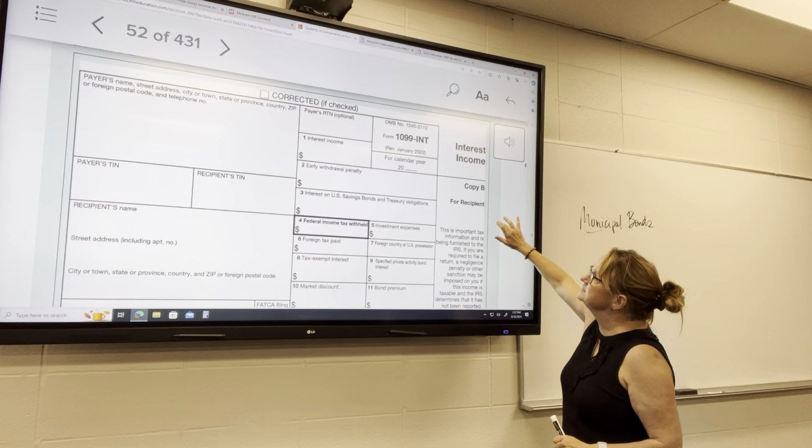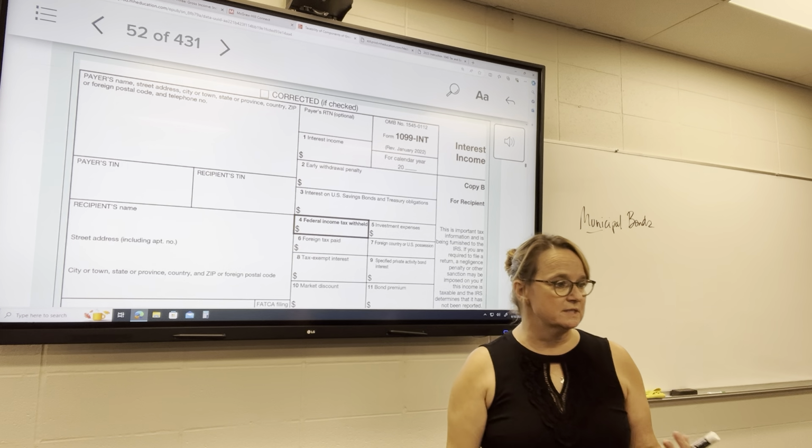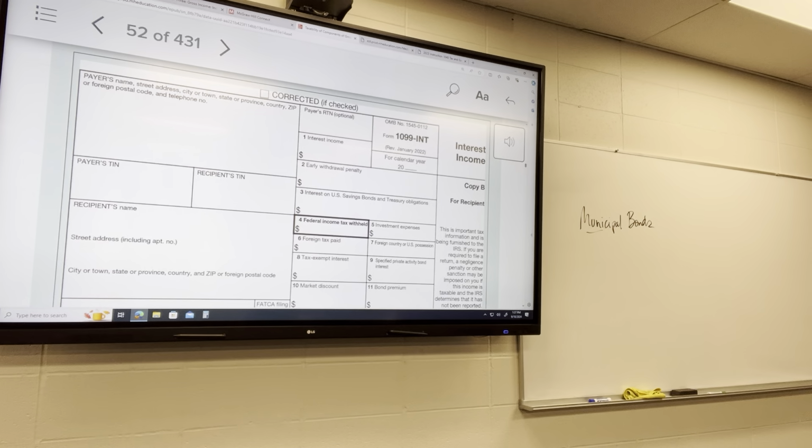So this is the 1099-INT form where interest is reported.